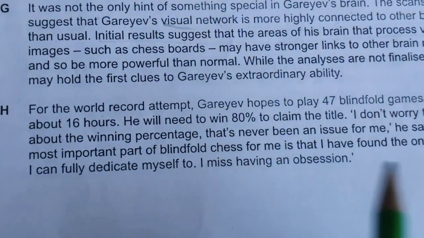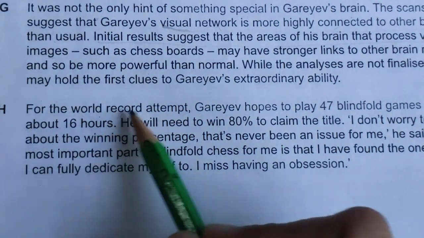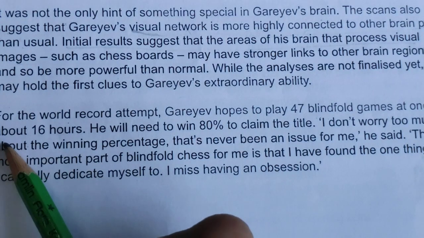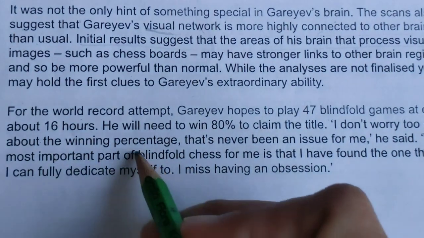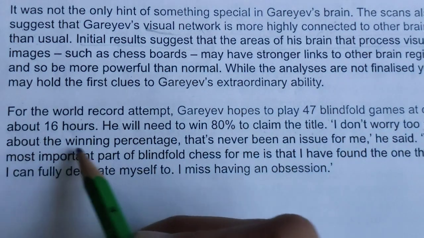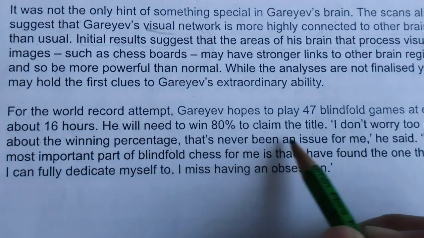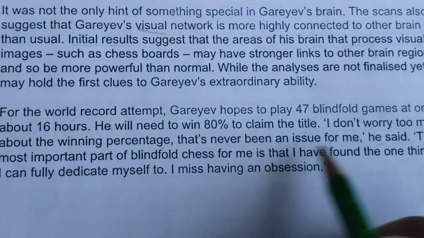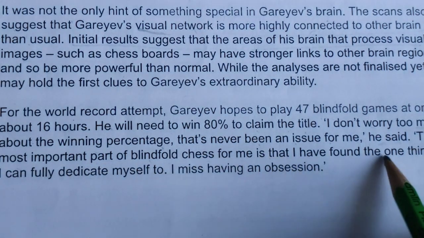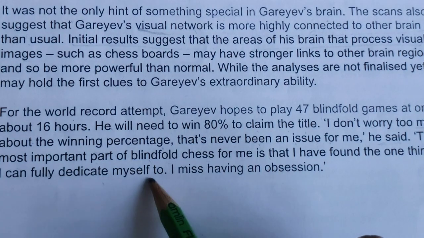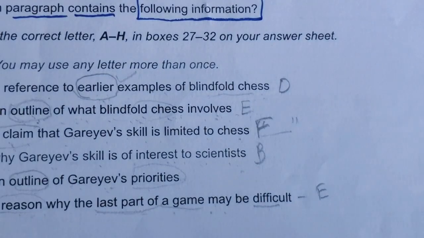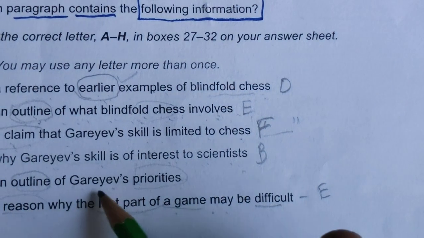Now they are talking about this person's priorities, so let's read the H paragraph. For the world record attempt, Gray hopes to play 47 blindfold games at once in about 16 hours. He will need 80% to claim the title. I don't worry too much about the winning percentage. That's never been an issue for me, he said. The most important part of blindfold chess for me is that I have found the one thing that I can fully dedicate myself to. I miss having an obsession.